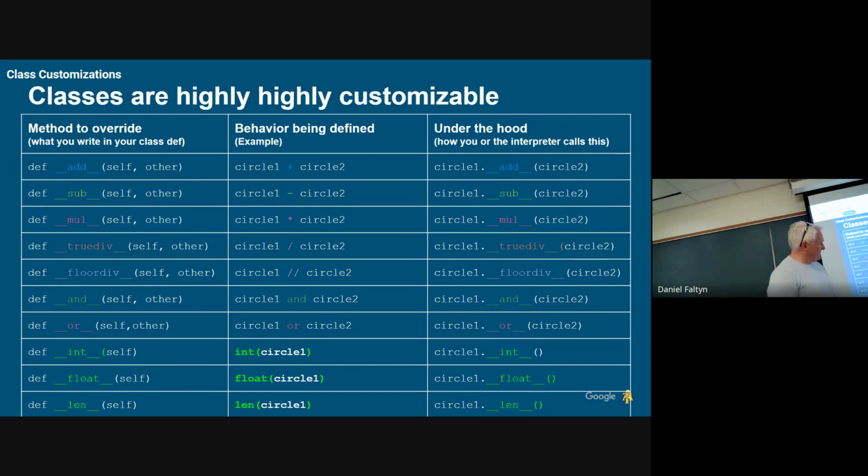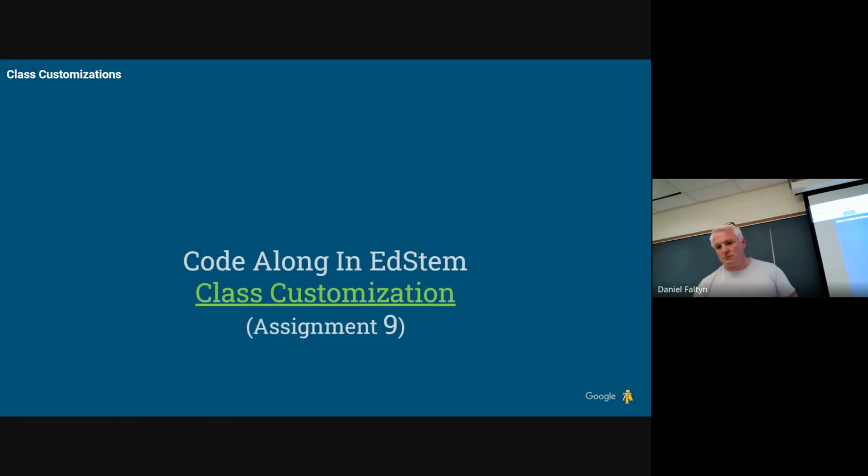There's 3 fun ones listed here that are slightly different. When I want to convert my circle to an integer, when I want to convert my circle to a float, why would you want to do that? I don't know, but you could. But you can also determine the length of your circle. Maybe you want to make the claim that the length of a circle is its circumference and return that. Okay.